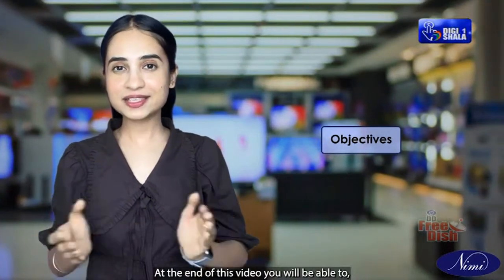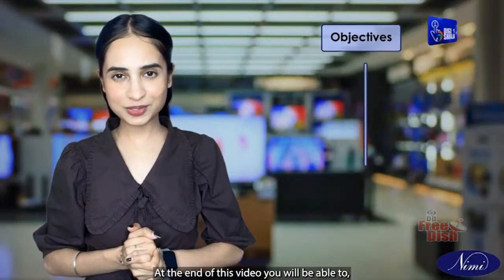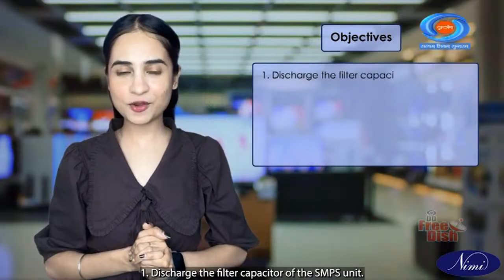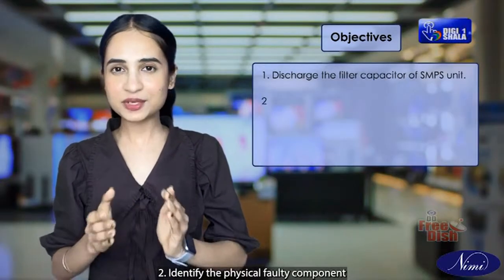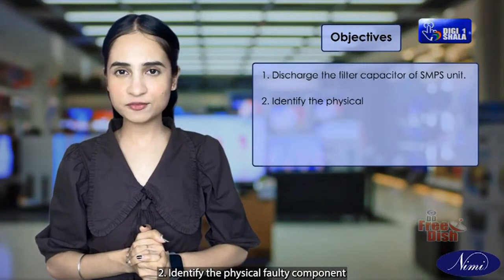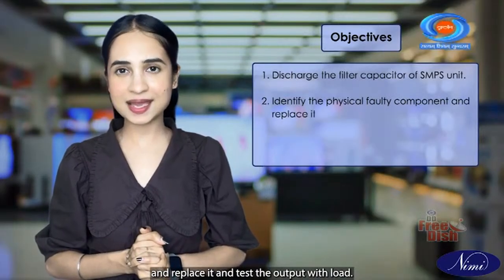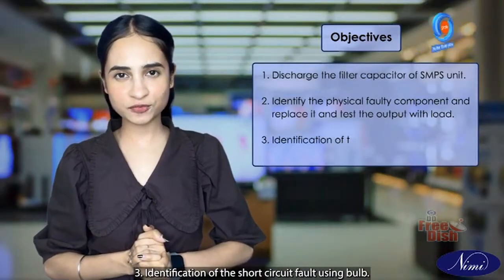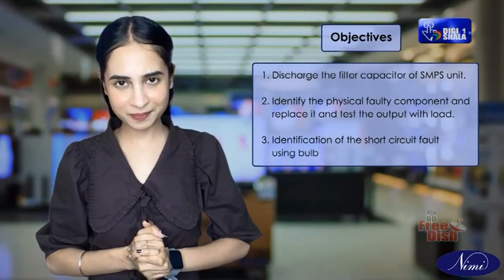Objectives. At the end of this video, you will be able to: number 1. Discharge the filter capacitor of the SMPS unit. Number 2. Identify the physical faulty component, replace it and test the output with load. Number 3. Identify the short circuit fault using a bulb.